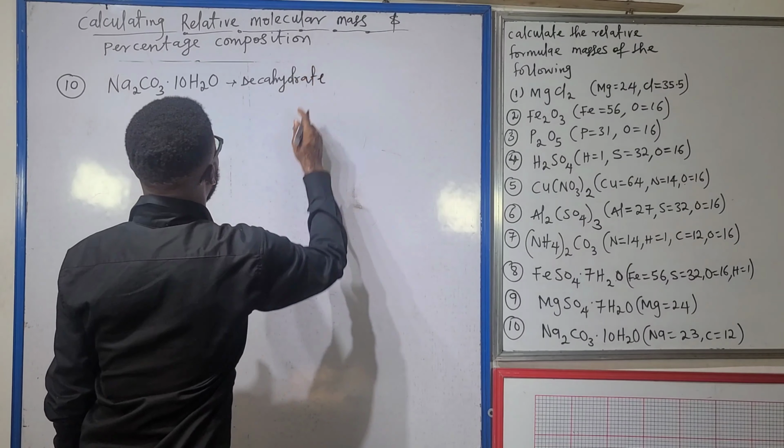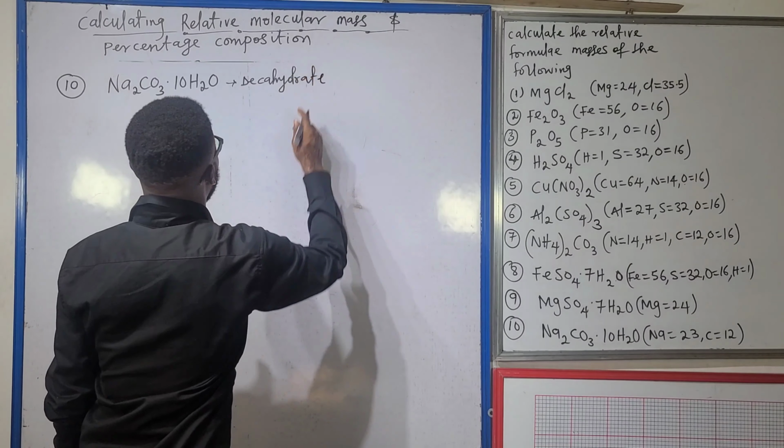Of course, what I have here is 46 plus 12 plus 48. 48 plus 12, that's 60, 106 plus 180. That is going to give me 286. So that is the relative molecular mass of sodium carbonate decahydrate.